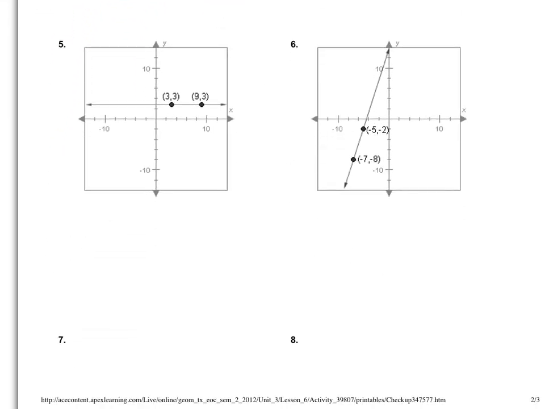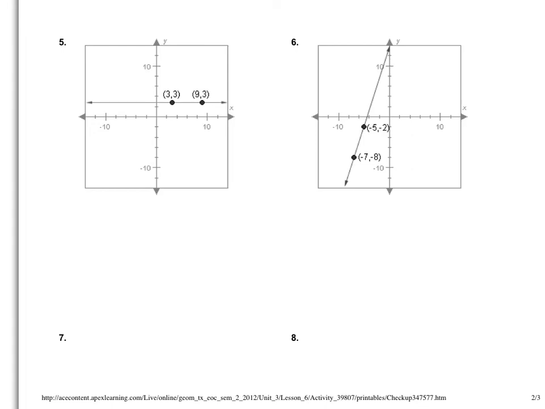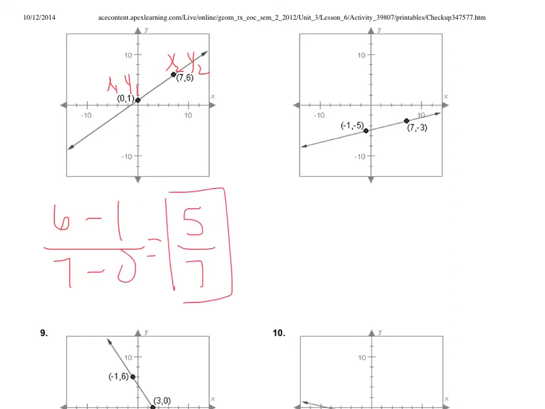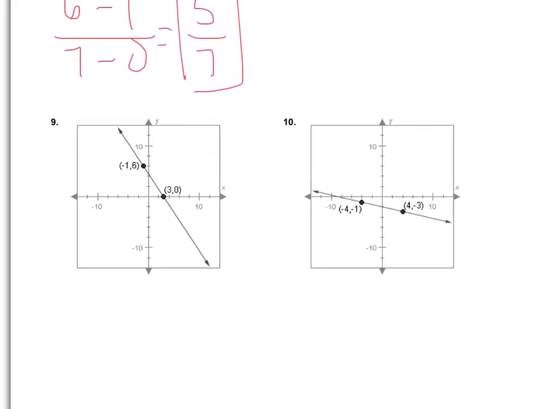Number 5. This one should be easy because this is a horizontal line, and any line that's horizontal has a slope of 0. Number 9. Again, we're supposed to find our slope. I'll label my points (x1, y1), (x2, y2). My formula says y2, which is 6, minus y1, which is 1, divided by x2, which is 7, minus x1, which is 0. 6 minus 1 is 5, 7 minus 0 is 7, so my slope is 5 over 7.